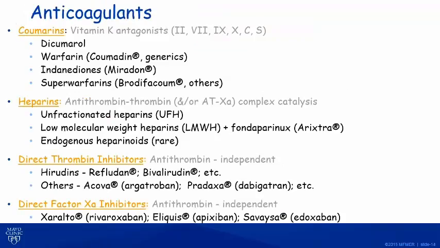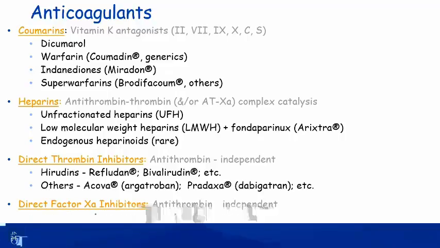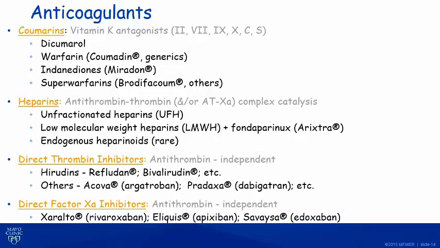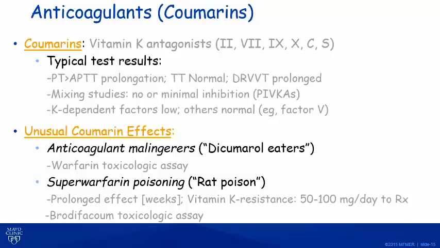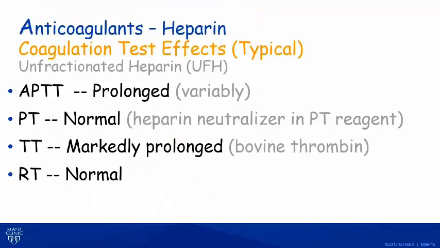Anticoagulants, they're more and more ubiquitous. They're good for patients, usually. The coumarins, the heparins that act in an antithrombin-dependent manner, the direct thrombin inhibitors, the direct-acting factor Xa inhibitors. We'll just touch briefly on these. The coumarins, the typical test results, as you well know, the pro time is more prolonged than the PTT, and if you know the patient's on warfarin, that explains it. There are unusual situations, as mentioned at the bottom, about rat poison and surreptitious use.